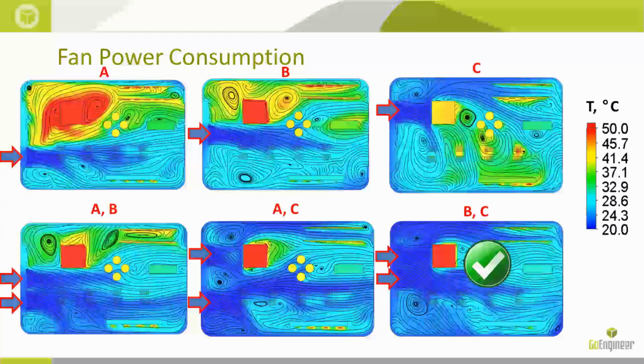So of course, in this case, when you have fan B and C turned on, where it goes directly above the CPU, that produces the least temperature profile amongst all 6 configurations.